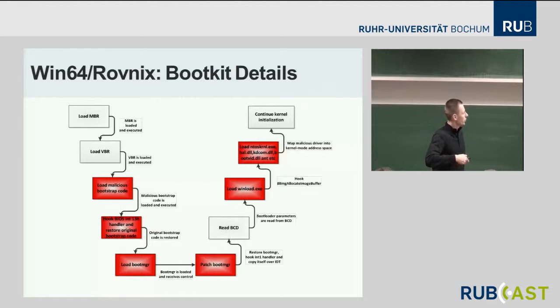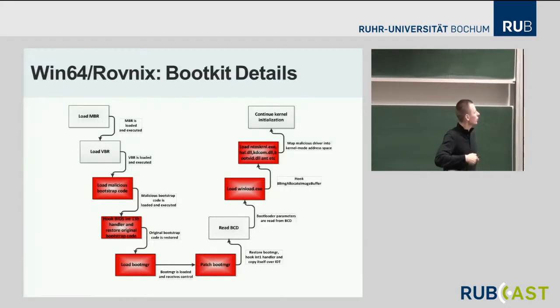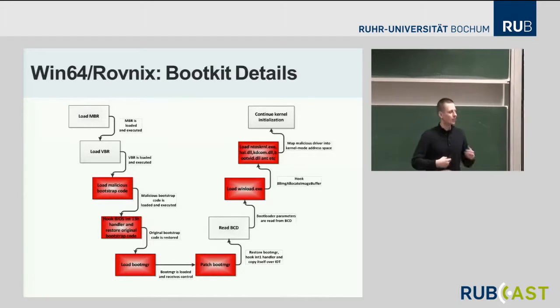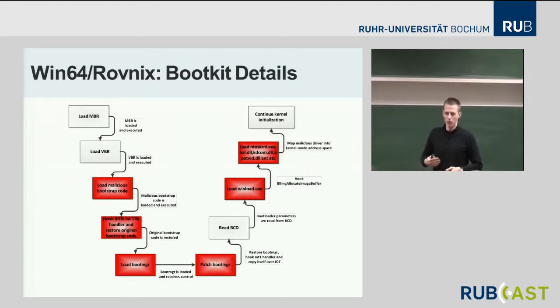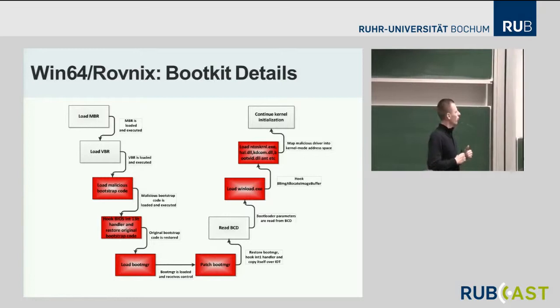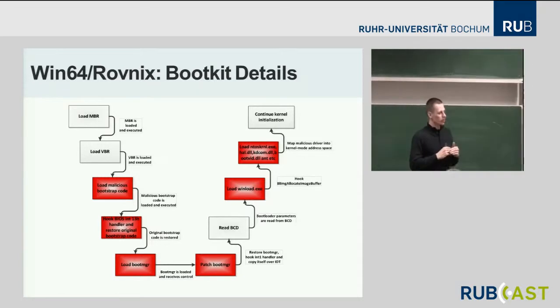Then the boot configuration data is read, the winload.exe is loaded, and the bootkit hooks this function. When this function receives control, this signifies that the kernel mode memory manager is initialized. We can use this routine to allocate a memory buffer in kernel mode to store the malicious kernel mode driver. So this is exactly what the rootkit does.